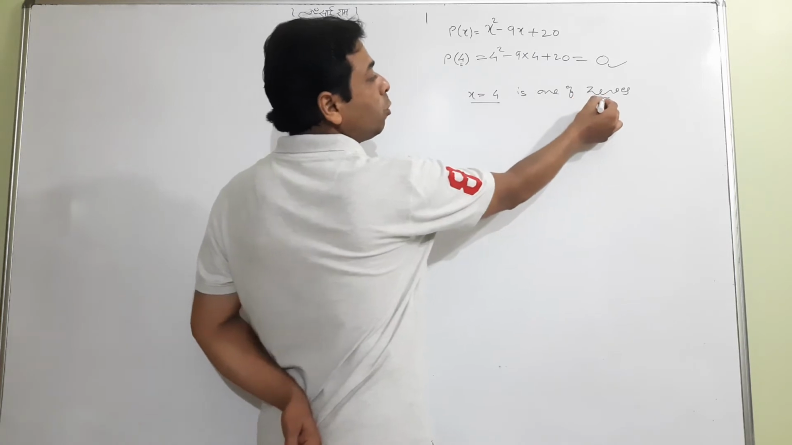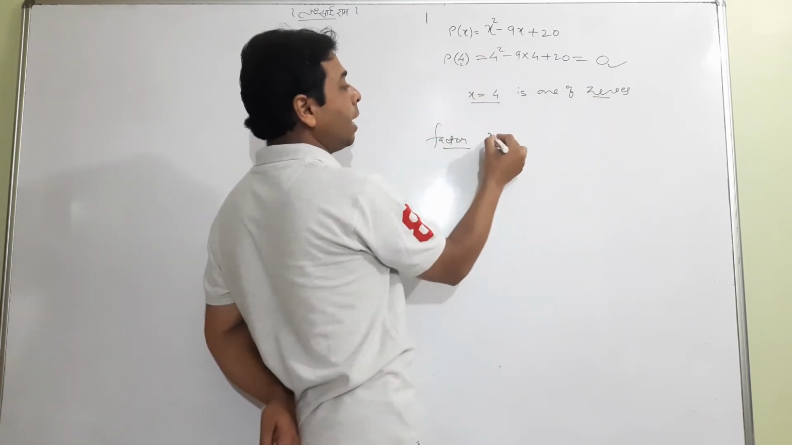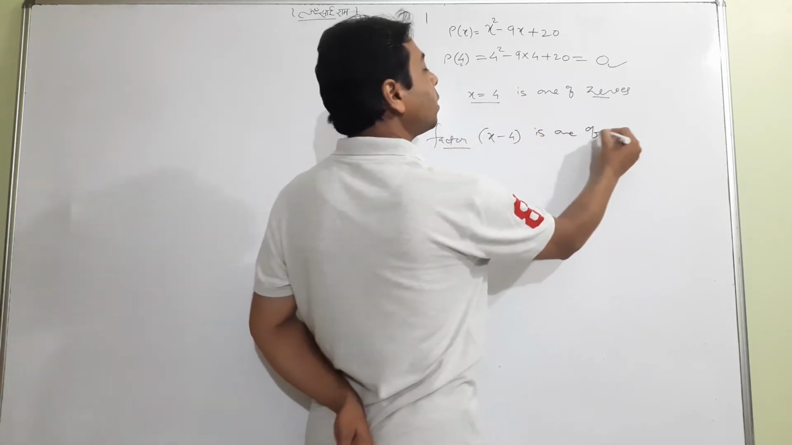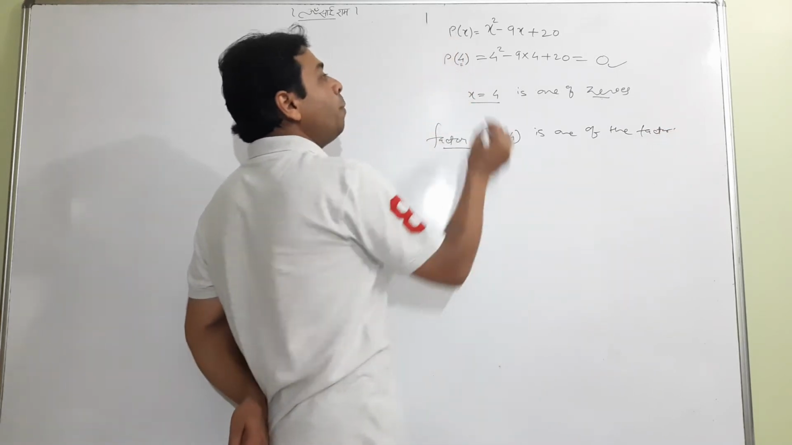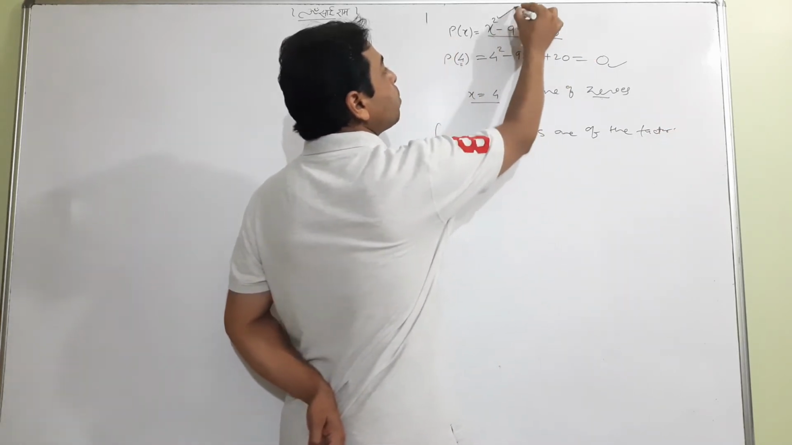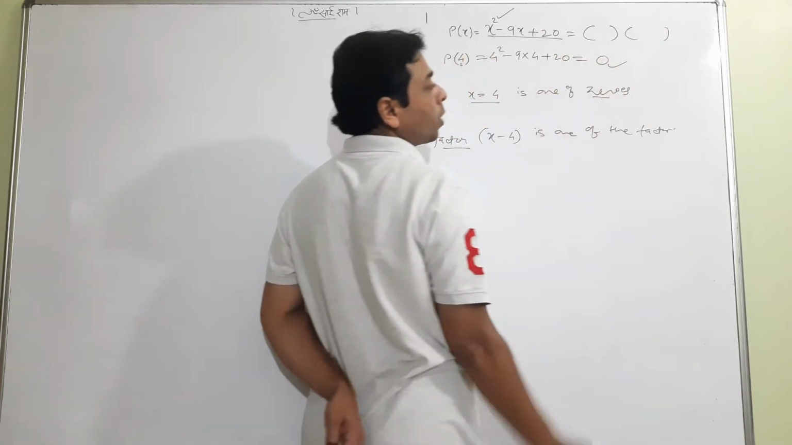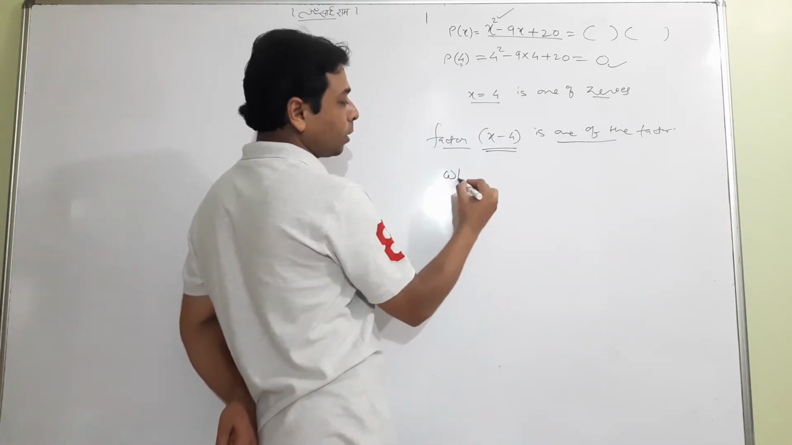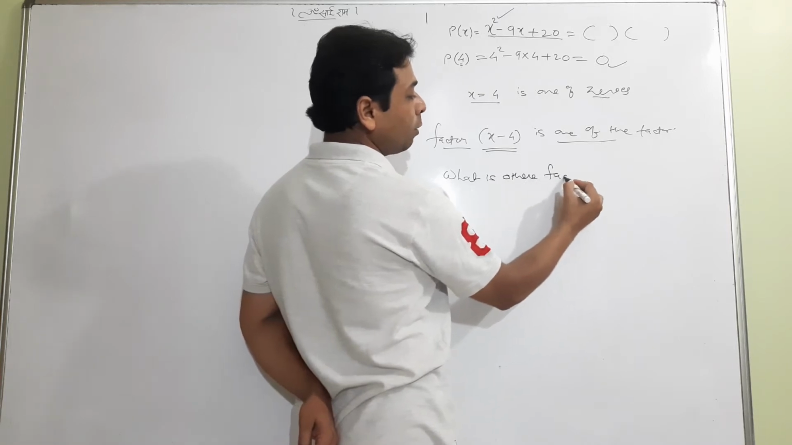When you know the zero, you can get a factor. So tell me, what is a factor of the polynomial? X minus 4 is one of the factors. Yesterday I discussed all. How many factors is it containing? Highest power is 2, meaning it contains 2 factors. It is one of the factors. So what is the other factor? How can we find the other factor?